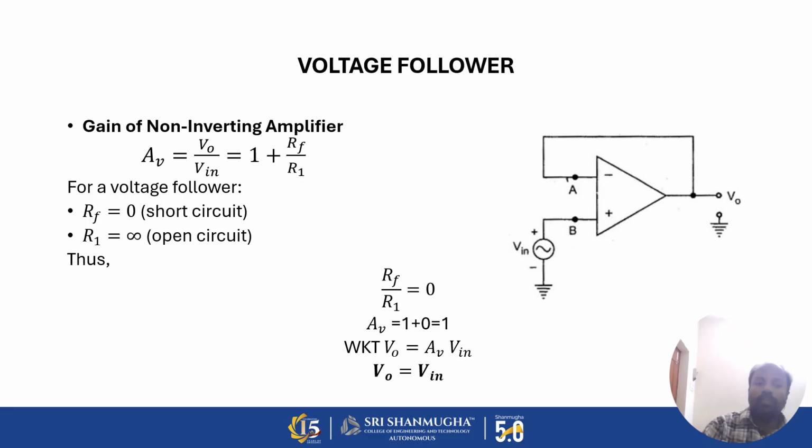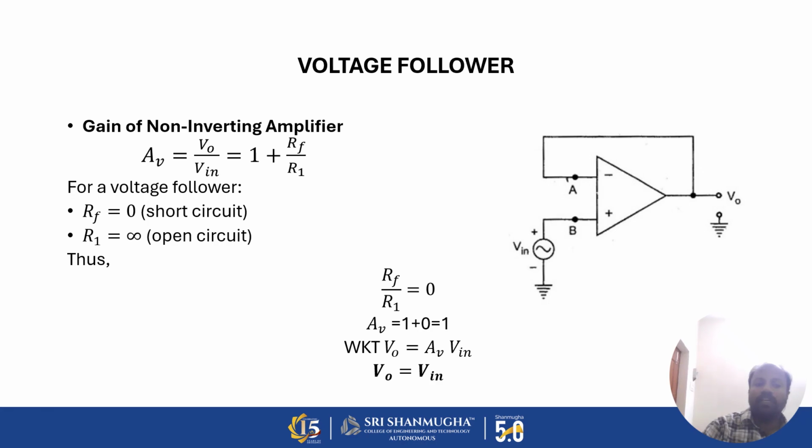So the voltage follower, if you see this circuit, you can find that there is no feedback resistance connected. Hence, this is considered to be a short circuit. So the feedback resistance value is considered to be 0. Similarly, if we see the input resistance, it is considered to be open. So we can consider the value of the input resistance as infinite based on the ideal op-amp characteristics.